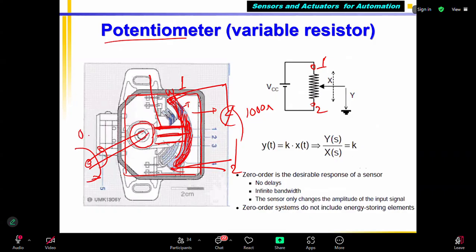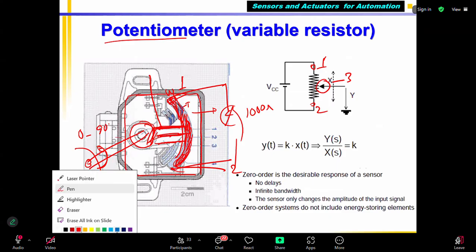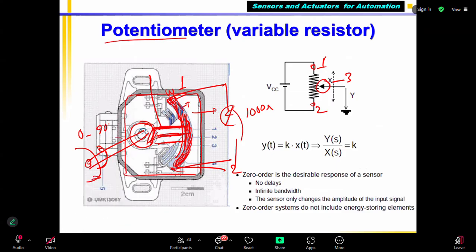This one is rotating, say from 0 to, for example, 90 degrees. At that time the shaft also rotates. So what will happen? This is called the moving contact. The moving contact will move over the track. That is what is called 3. Now if I press the throttle pedal, the shaft rotates from 0 to 90 degrees, and the moving contact can be like this.